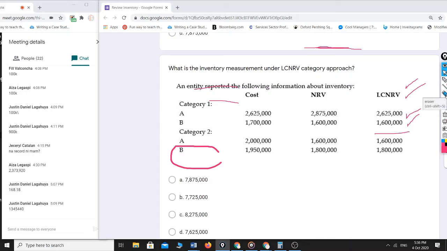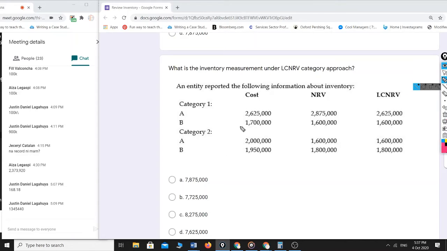Okay, same problem but we will be having category approach. Okay, so you compute ato nang pag-compare by category. So, ang cost sa category 1 is 4,325,000. While ang NRV sa category 1 is 2,875 plus 16. That is 4,475,000. So, for category 1, we are going to choose the cost because this is lower than the NRV.